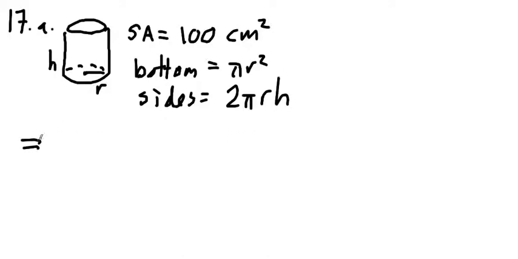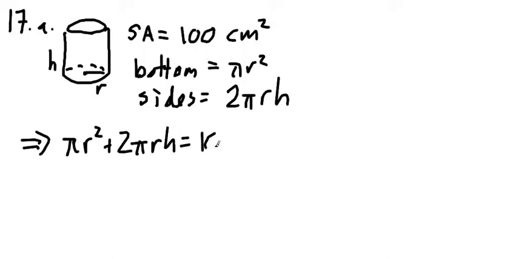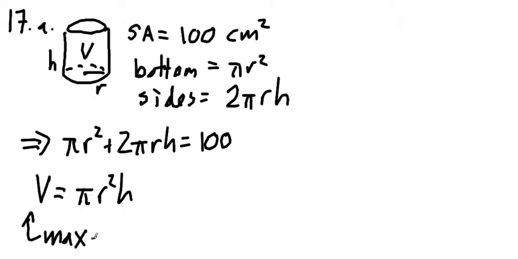And so this means that we can conclude that pi r squared plus 2 pi rh is equal to 100. So the bottom plus the sides is equal to 100. Now we would like to maximize the volume given this surface area. And the volume is given by pi r squared h. So these are the two equations we have. There are three unknowns, and we would like to maximize v.